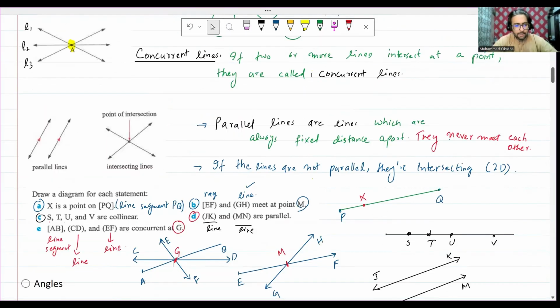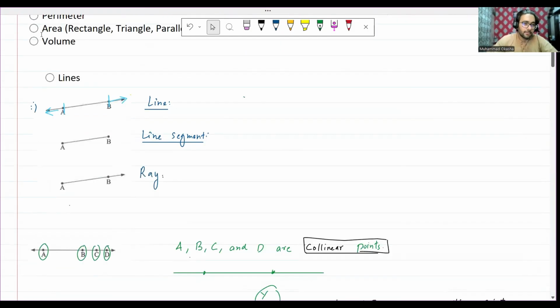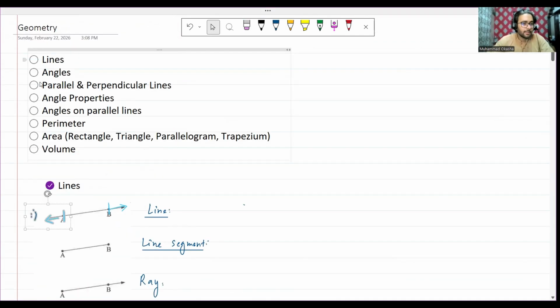So parallel lines, concurrent lines, collinear points, and so on. And so we're done with lines. We're done with the first topic, and that is lines. Let's move on to the next one, and that is angles.